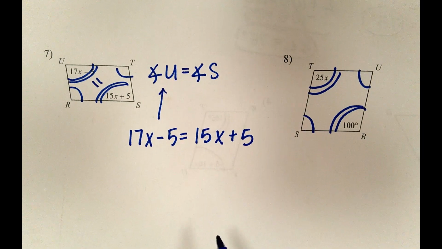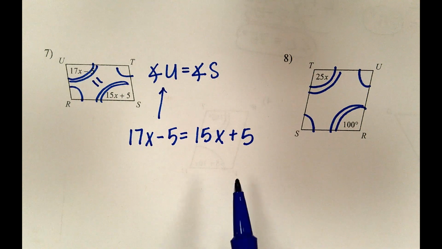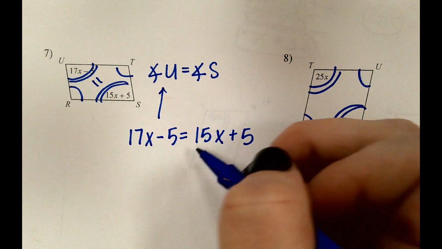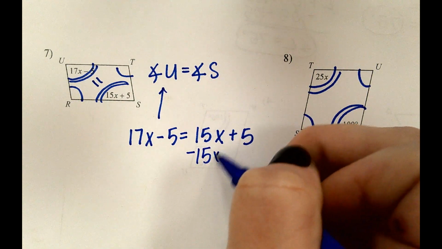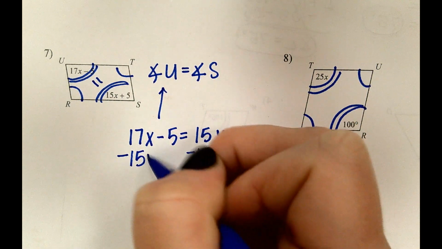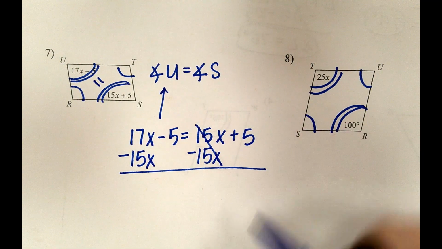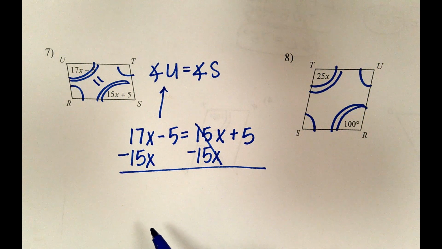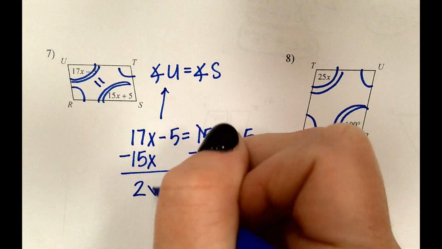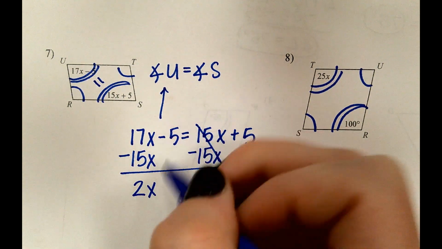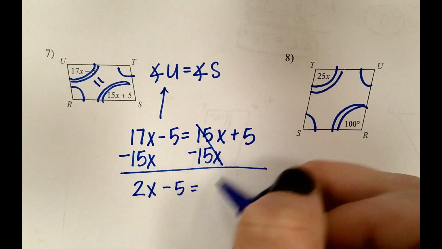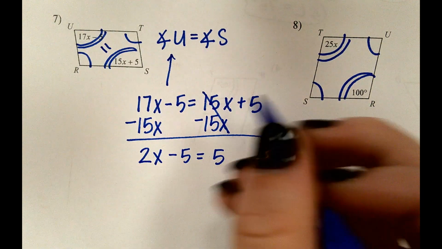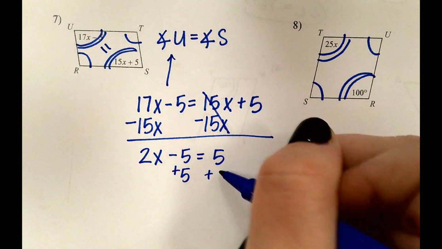Good. Okay. And now what happens? Subtract 15 from 17. Let's subtract that 15x. 17x minus 15x is 2x. Good. And everything else comes down: minus 5 equals 5. Now what? Add 5 to both sides.